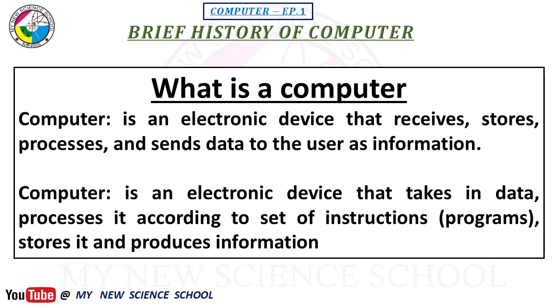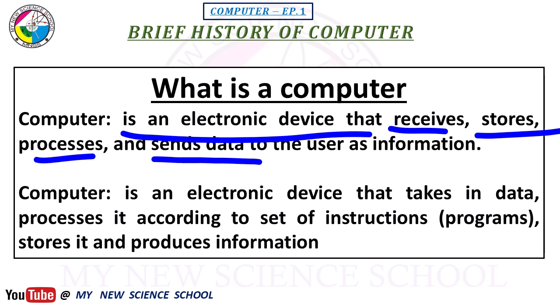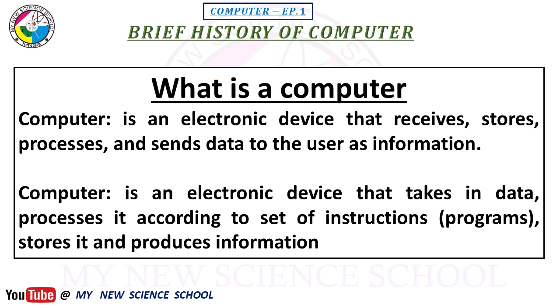What is computer? If somebody asks you what is computer, your answer should be computer is an electronic device that receives, stores, processes, and sends data to the user as information. So, computer is an electronic device because it uses electricity, then it receives data. It stores data, it processes data, and sends data to the user as information.